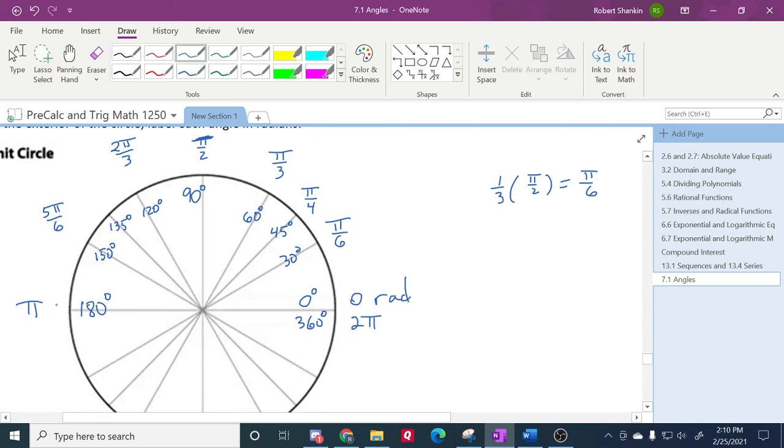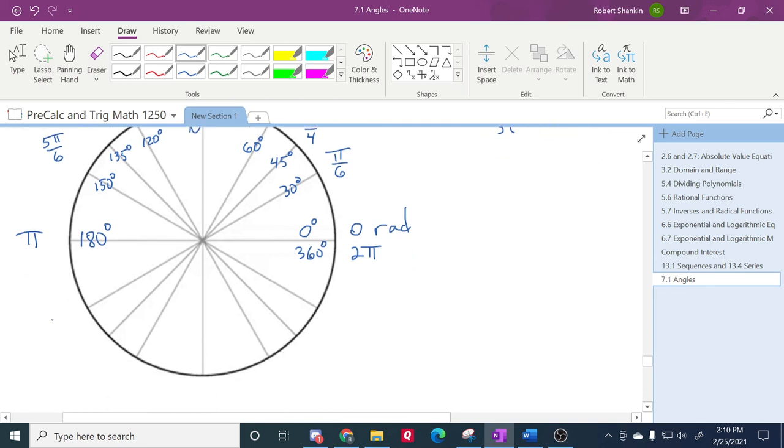Alright, in a similar fashion, we could go by multiples of 45: 45, 90, 135, 180. We'll do it in pi over 4. It's 1 pi over 4, 2 pi over 4, but that reduces to pi over 2. 3 pi over 4, and that doesn't reduce. 4 pi over 4, which is pi.